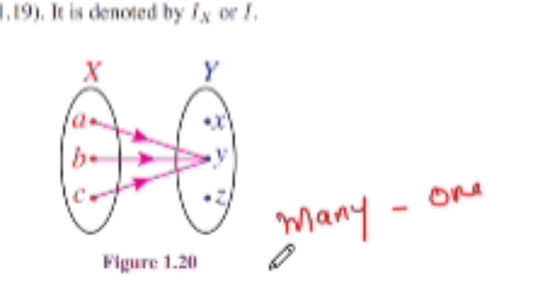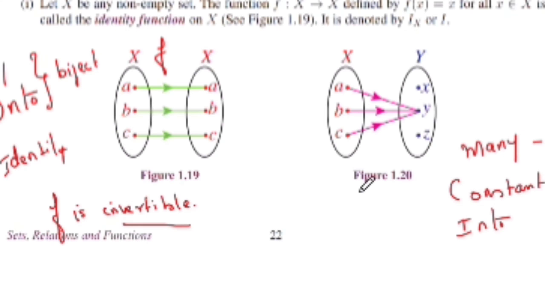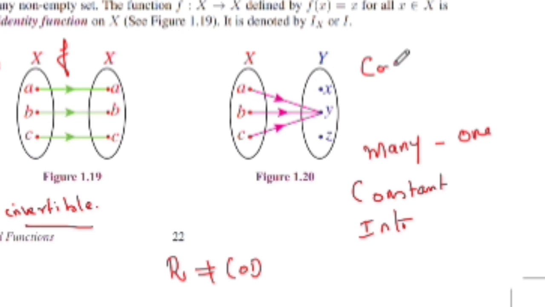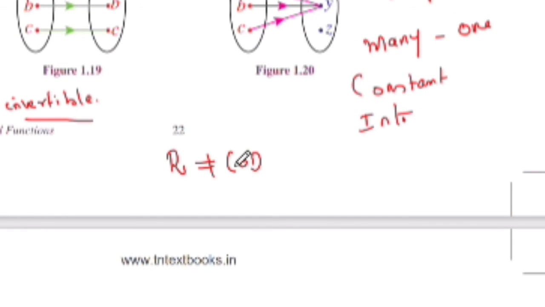What is this function? Many to one, constant goes to one particular constant. Is it onto? It is an into function. Into means the range is not equal to the codomain. Here the codomain is x, y, z. The codomain is the set Y. What is the range? The images, and the images are only one, so y. They are not equal. If they are not equal, it's not onto. That means it's an into function.